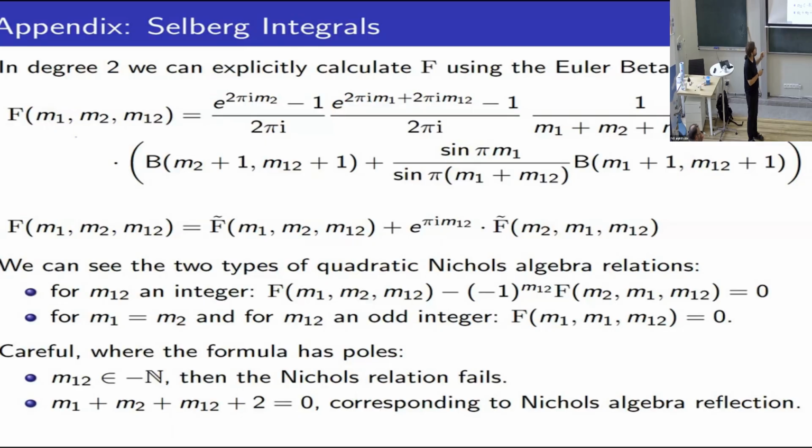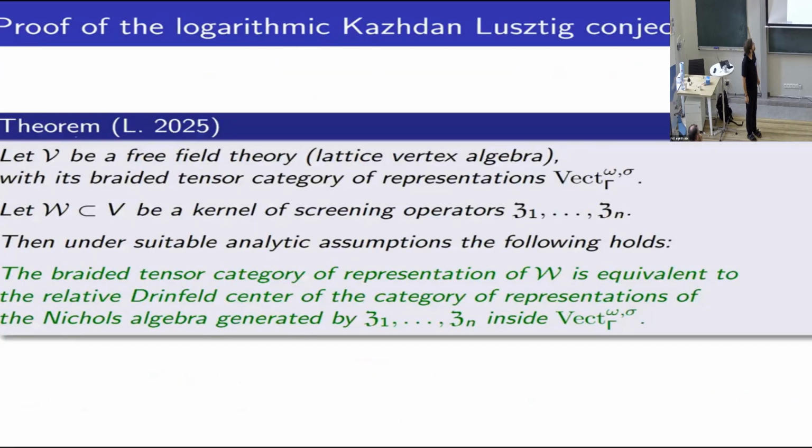And you have to be careful if this formula has some poles. And in this case, you see interesting things. You see extensions of Nichols algebras, but maybe I'm not talking about this. But there is analysis hidden here that goes beyond Nichols algebras. But in the cases that we look at in this talk, maybe this is not happening. But anyway, this is very explicitly what happens on the screening side.